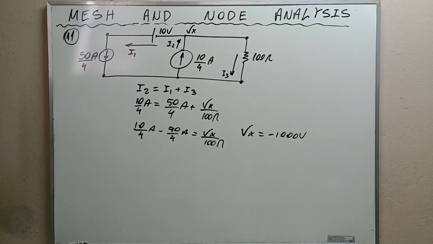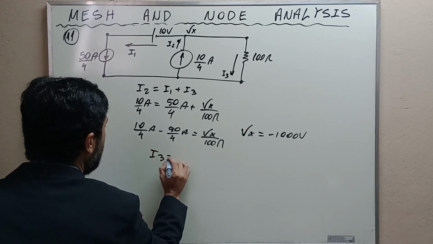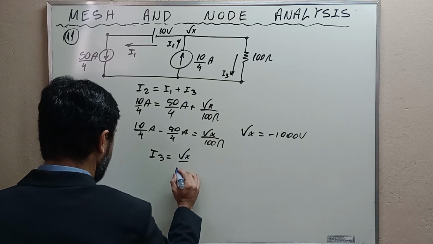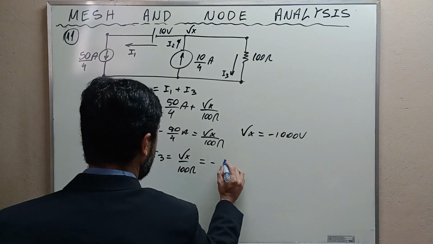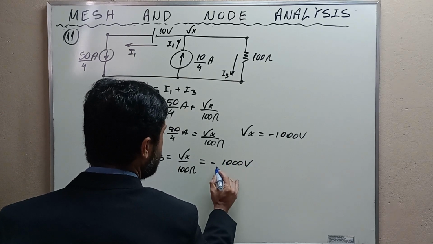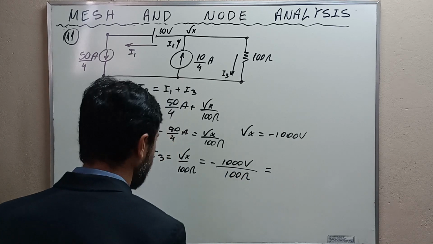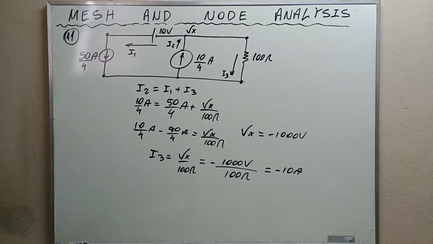And finally, we can find the value of I3 by simply dividing this by this. Then I3 is equal to Vx divided by 100 ohms, and this is equal to negative 8,000 volts divided by 100 ohms, and this is equal to negative 80 amps. Okay, my friends?